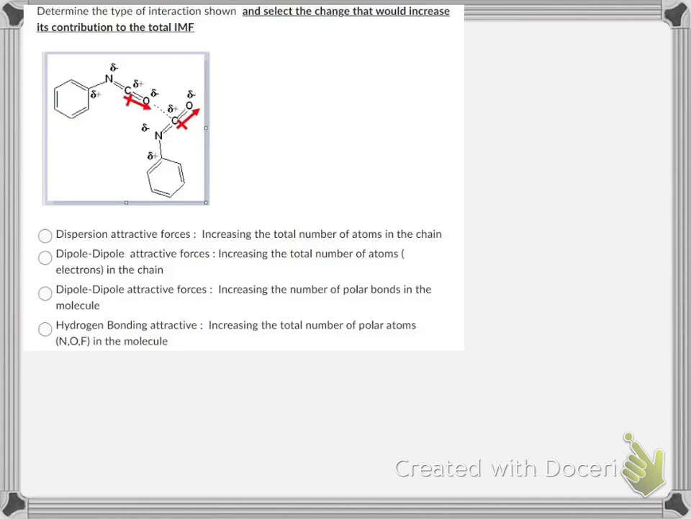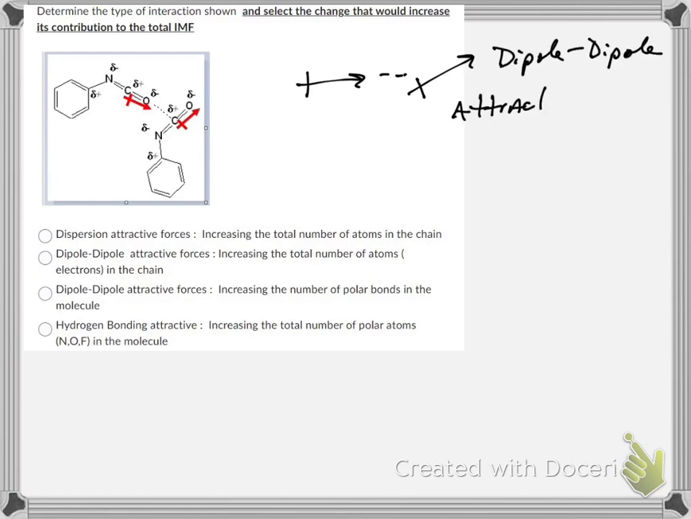Here we're showing dipolar moments in red, showing the arrow that way. So we would identify this as dipole-dipole attractive forces, and this is going to increase with the number of total polar bonds. The greater the number of polar bonds present, the stronger the dipole-dipole attractive forces will be. So we would pick C.